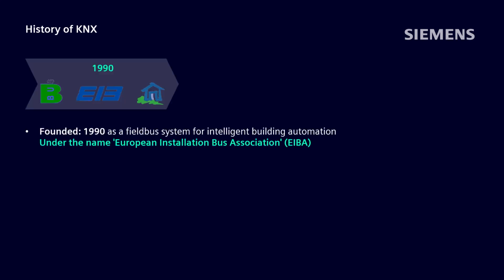As early as 1990, a handful of visionary European manufacturers in the electrical industry, including Siemens, founded the European Installation Bus Association, EIBA, to create a uniform standard for building automation with bus technology. The EIB protocol has been developed. The first EIB equipment was certified in 1992.